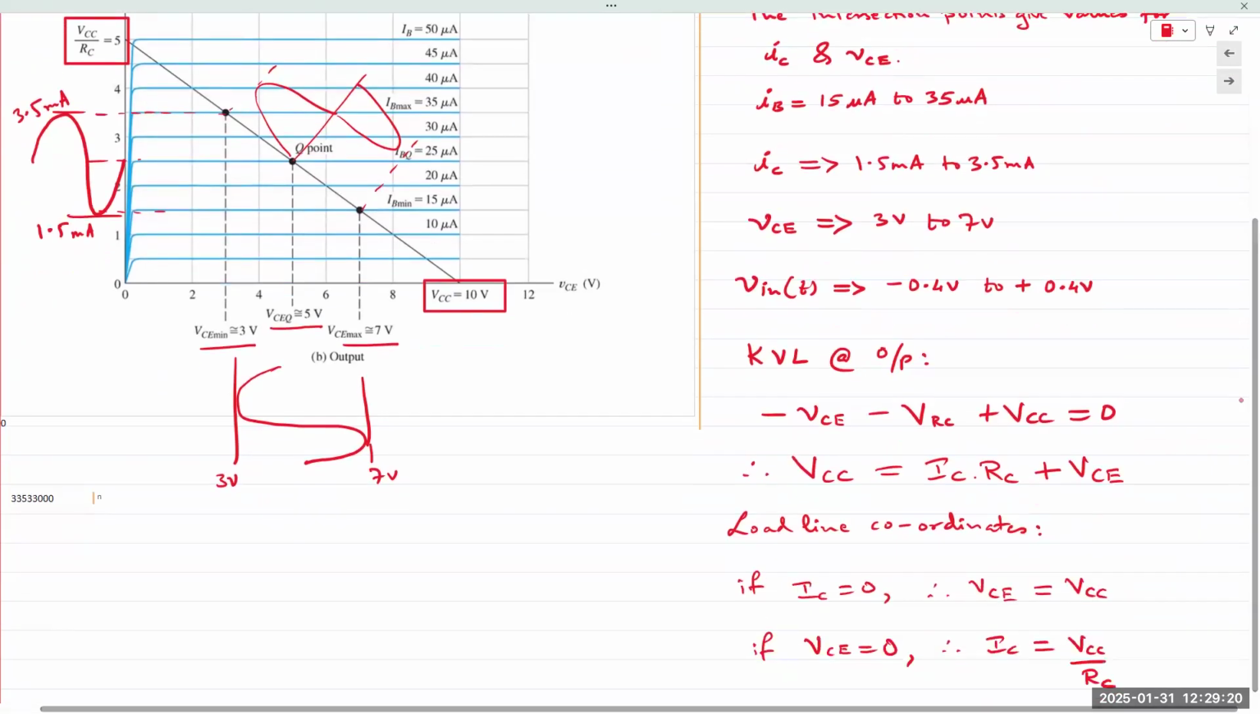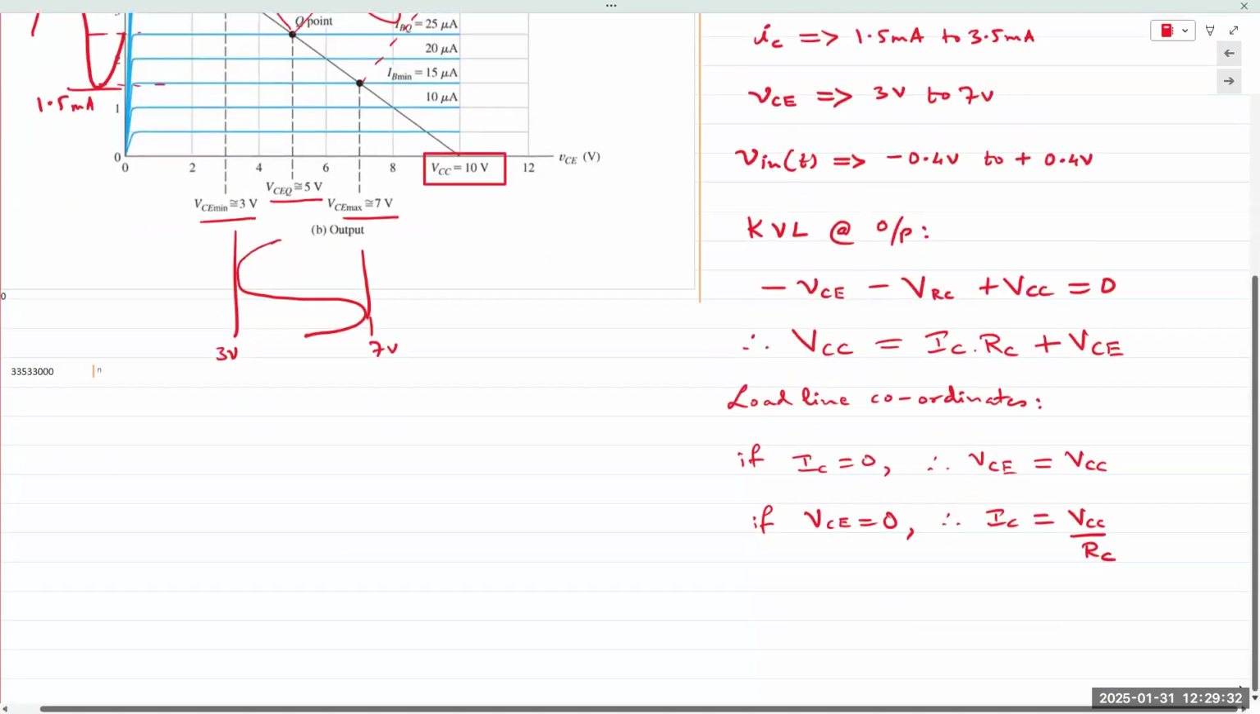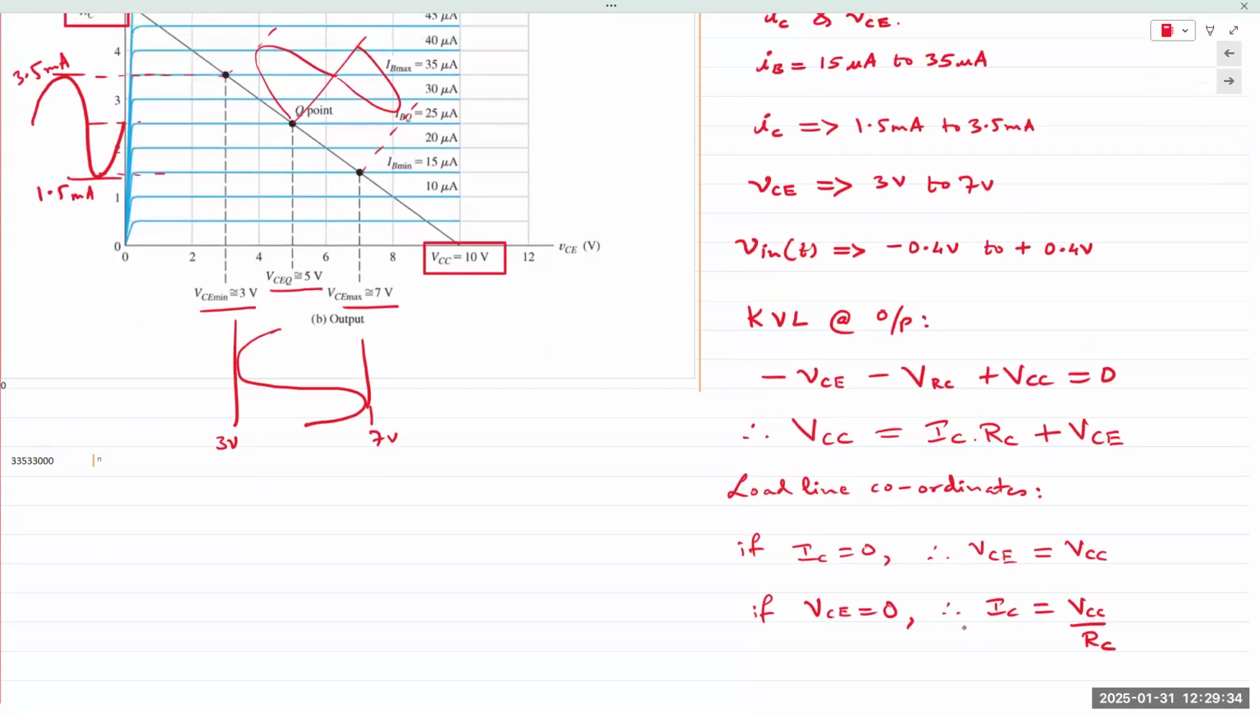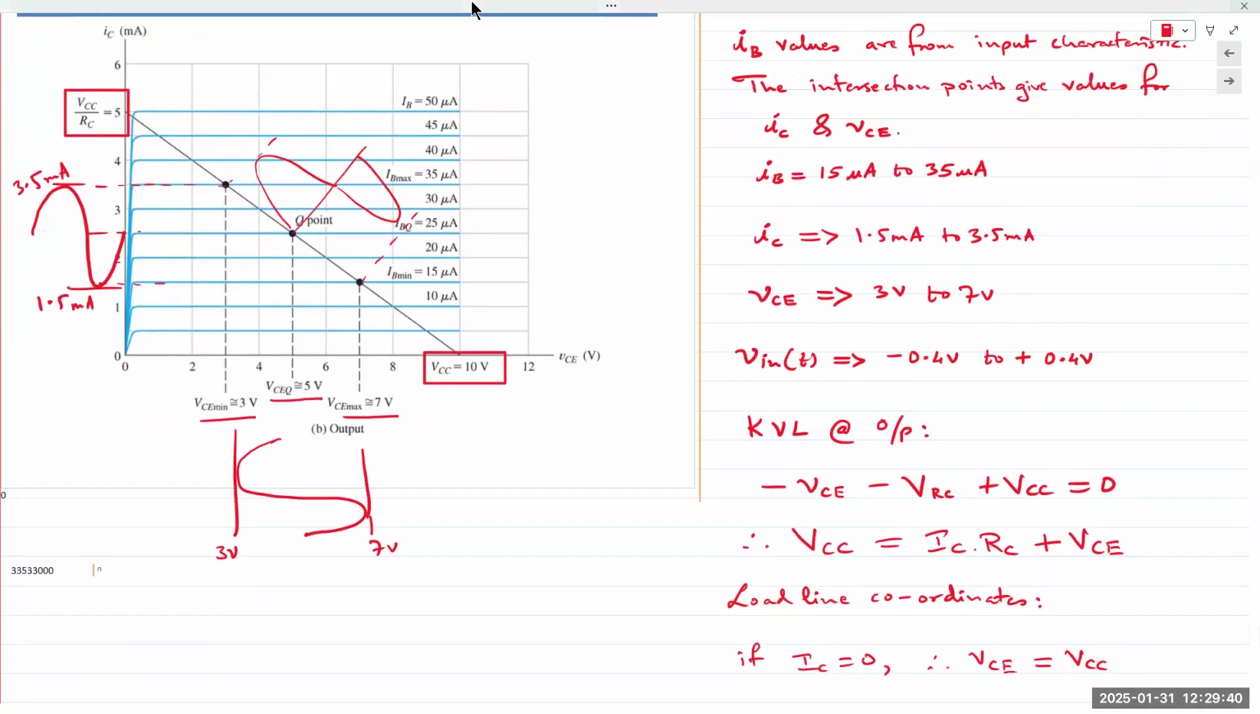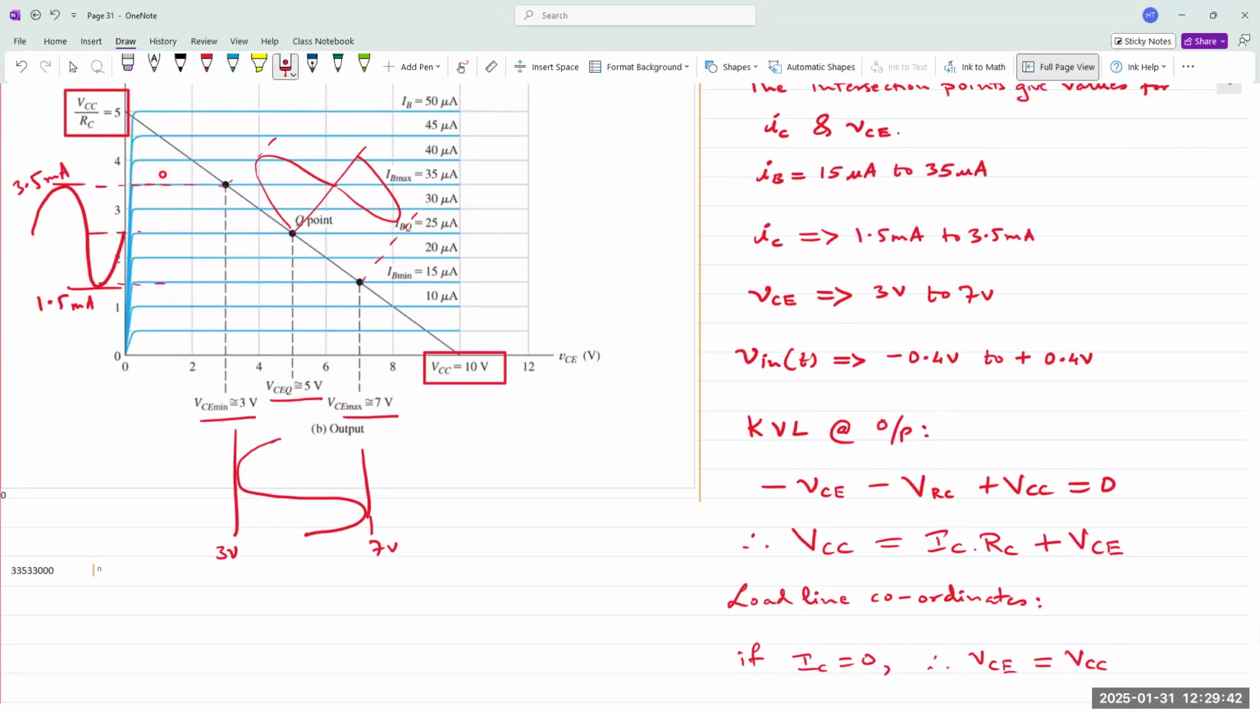You all with me so far? Yes? No? I will recap all of this again, so bear with me. So load line coordinates, VCC and VCC over RC. Once you have that, you plot the load line right there.